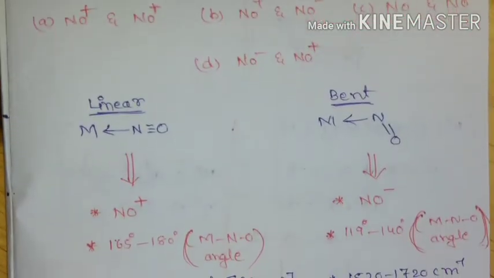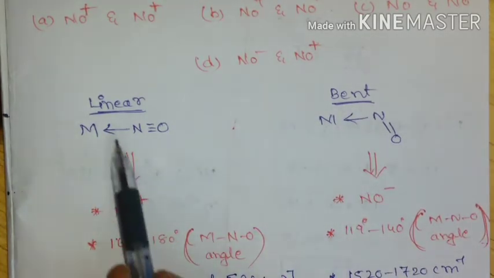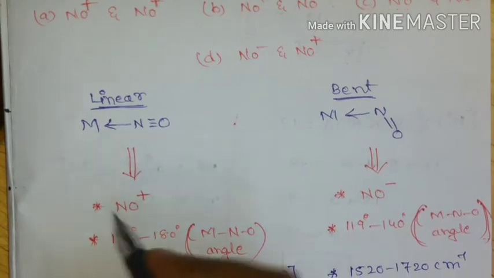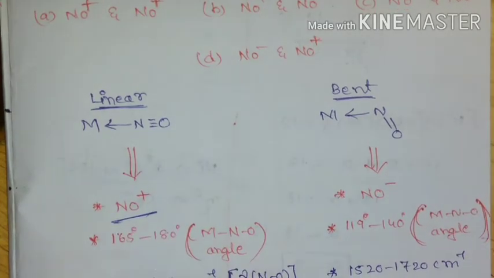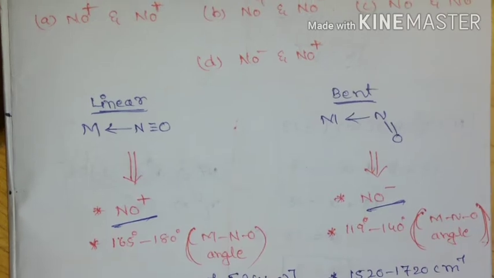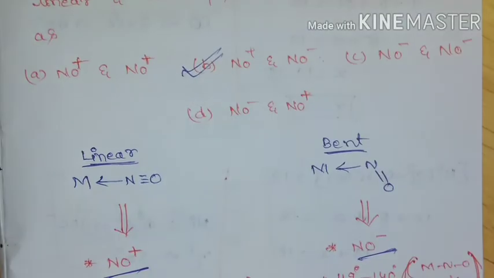If you see linear nitrosyl and bent nitrosyl, if nitrosyl coordinates linearly, then it is going to behave as NO+. If it coordinates in bent fashion, then it is going to behave as NO−. So our answer is B, that is NO+ and NO−. NO+ is for linear, NO− is for bent.